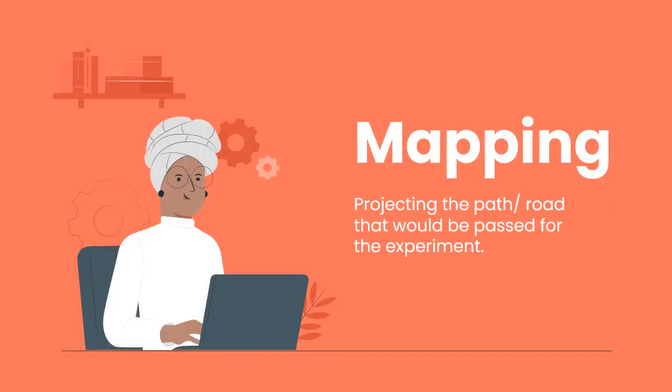Alright, then we go to the mapping. Mapping is for projecting the path or road that will be passed for the experiment. For additional information, this experiment is held by 2 other companions, and the mapping is chosen by brainstorming between these 3 people.